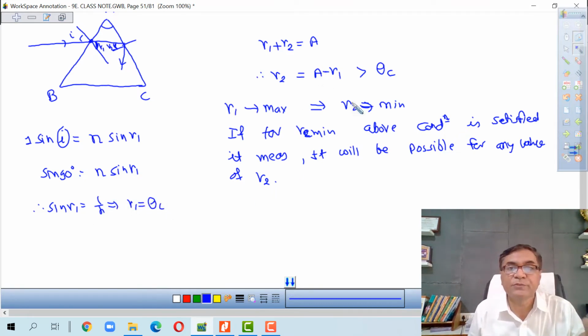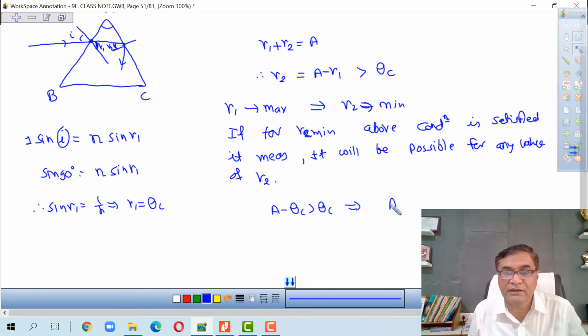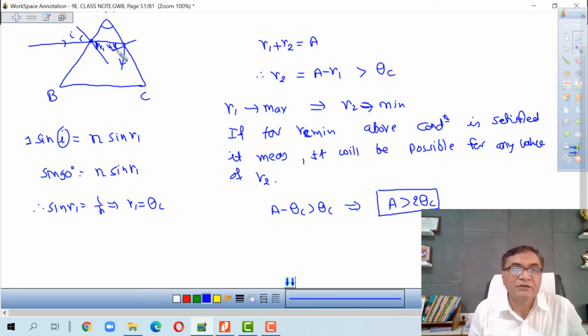So theta c should be possible. So from this equation you can write a minus r1 is theta c must be greater than theta c. Implies that a must be greater than 2 theta c. જો આ condition satisfy થતી હોય તો તમે emergent ray નહીં મળે.